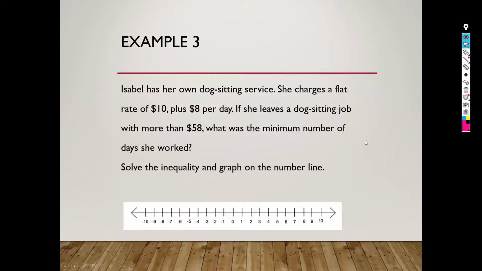All right, here's another example. Example number 3. Isabel has her own dog sitting service. She charges a flat rate of $10 plus $8 per day. If she leaves a dog sitting job with more than $58, what was the minimum number of days she worked? Solve the inequality and graph.